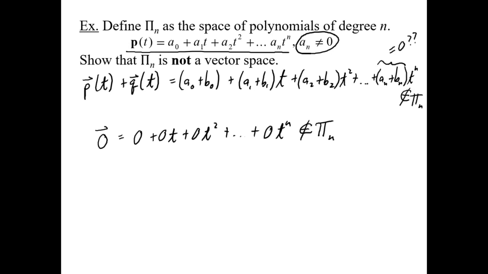So by the way, you did not have to do both of these. Just pick one. As soon as one of these fails, it is not a vector space. Okay, I just wanted to show you guys a couple different ways to show that.